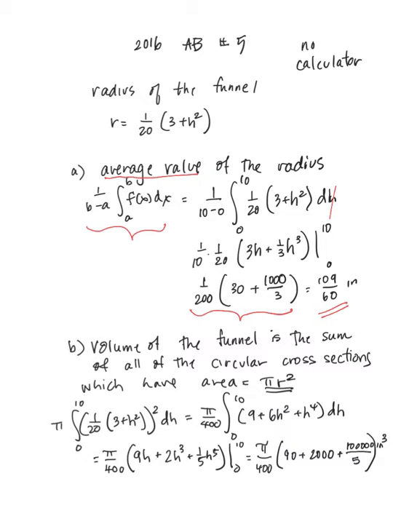The second part is the volume of the funnel. Now, remember, this volume of the funnel is going to be the sum of all those circular cross-sections. Each of those circular cross-sections has an area of pi r squared, where r is given in the stem of the problem. So we have pi out here. We have our limits from 0 to 10. Here is our r given in the stem of the problem. And again, I factored out that 1/20th after I squared it to get 1 over 400. And then I FOILed that 3 plus h squared, and then integrated, put in my limits. Luckily, when you plug in 0, all of those terms are 0. And you can just leave it like this. It's in inches cubed because it's for volume.